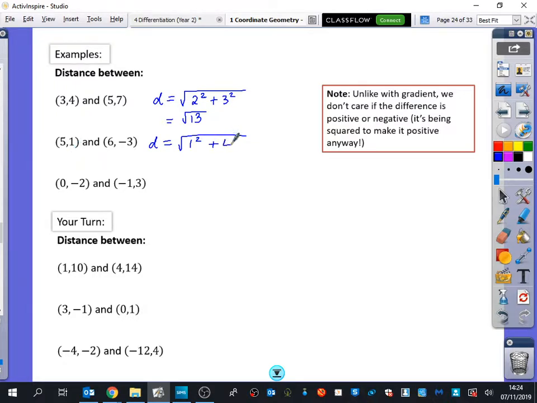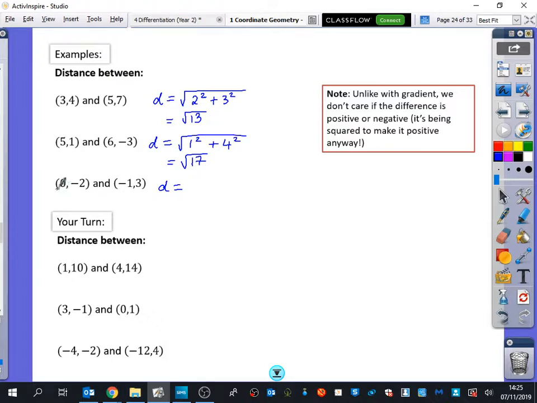So I'm just going to go with the 4 squared, which gives me the square root of 1 plus 16, which is the square root of 17. So the distance between those 2 points is the square root of 17. Again, for this last one, have a look at the differences between the points that we've got.